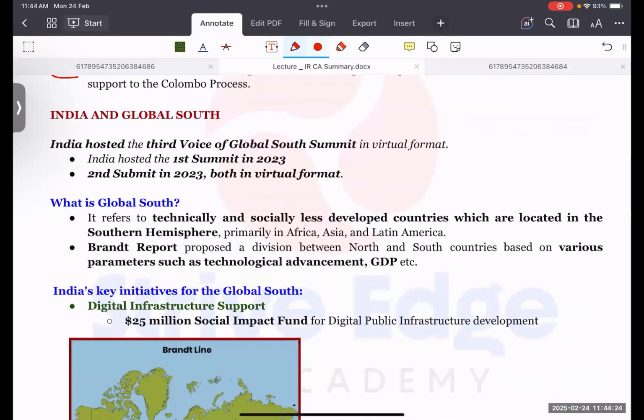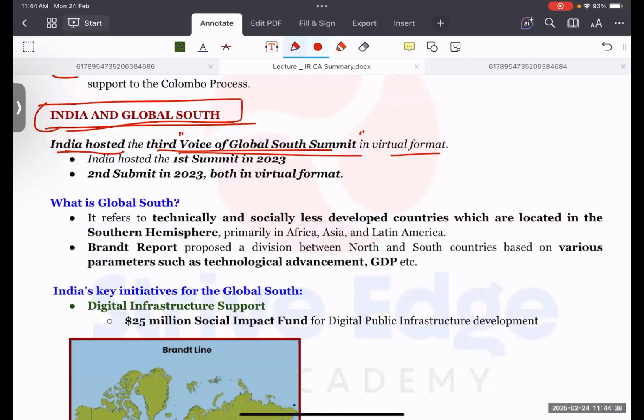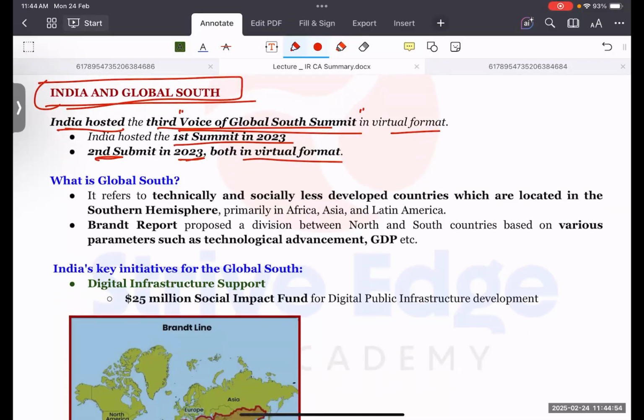Now, India as well as the Global South. You might have heard this word Global South a lot of times. It is important because India has hosted the third Voice of Global South Summit in a virtual format. India also hosted the first and second summits in 2023, in the run-up to the G20 summit. During that time it was held twice in 2023, one time virtual and one time physical. And now the third Voice of Global South Summit has been held in a virtual format.